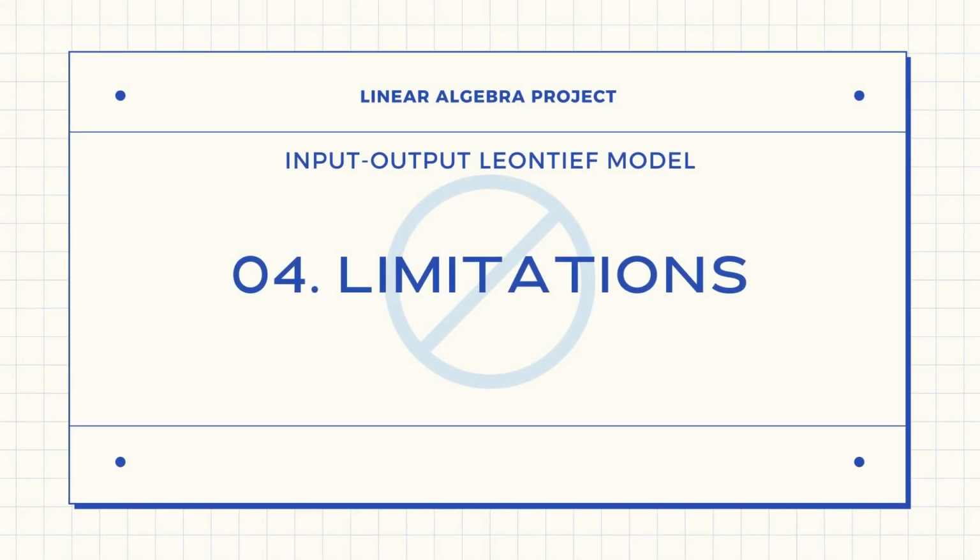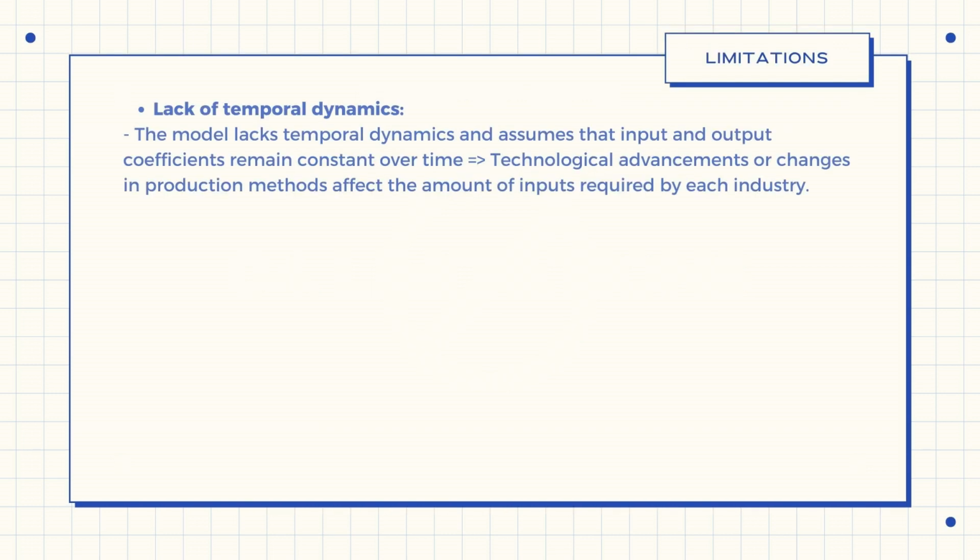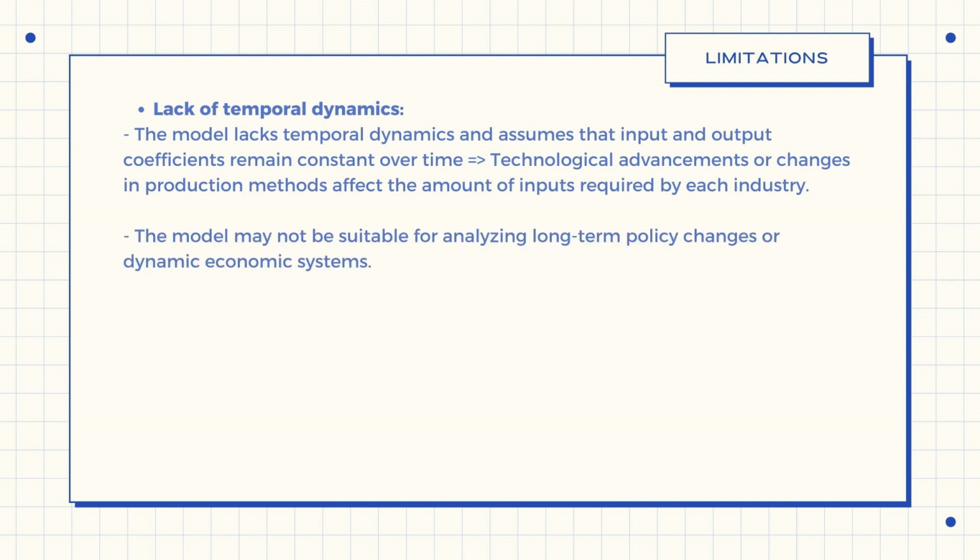While the input-output Leontief model is a valuable tool for analyzing the interdependency between different sectors of the economy, it is essential to be aware of its limitations that could impact its applicability in certain situations. Firstly, the model lacks temporal dynamics and assumes that the input and output coefficients remain constant over time. This assumption may not hold true in cases of technological advancement. This means that the model may not be suitable for analyzing long-term policy changes or dynamic economic systems.